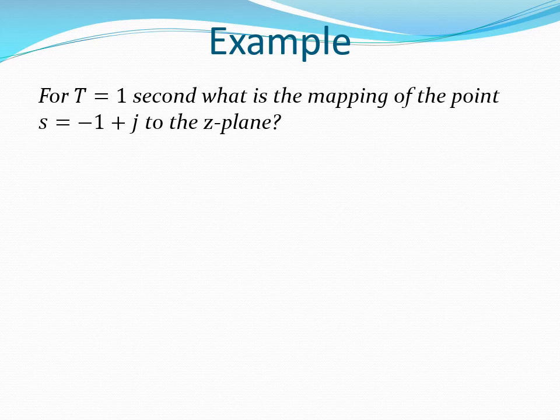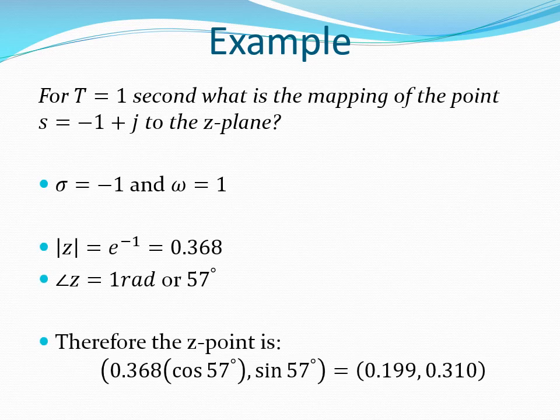We have an example where we want to obtain the mapping of the point S equals minus 1 plus j in the Z plane. We are given t as being equal to 1. We notice that the real part is minus 1 and the imaginary part is 1. Using the formula, the magnitude of Z is equal to e to the minus 1, which is 0.368. The argument is equal to the imaginary part times t, so it's 1 by 1, which is 1 radian, or 57 degrees.